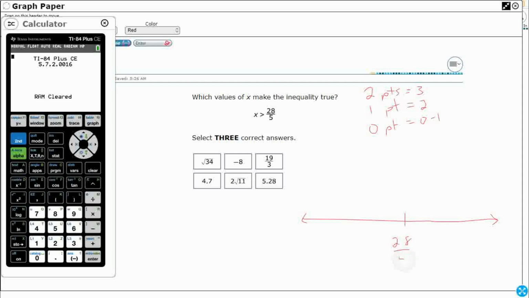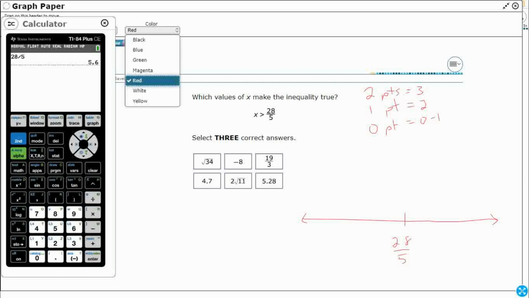But I'm going to just go ahead and convert everything into a decimal. Because if I can't convert it into a decimal, it's going to be very difficult. I've got radicals. I've got improper fractions. And I've got actual decimals. So let's do 28 over 5. All right, 5.6. So I'm going to put that in blue up here. So that's my marker. I want 3 that are greater than 5.6. So I'm looking at anything kind of in this range right here, since this is greater than. That's what I'm looking for.